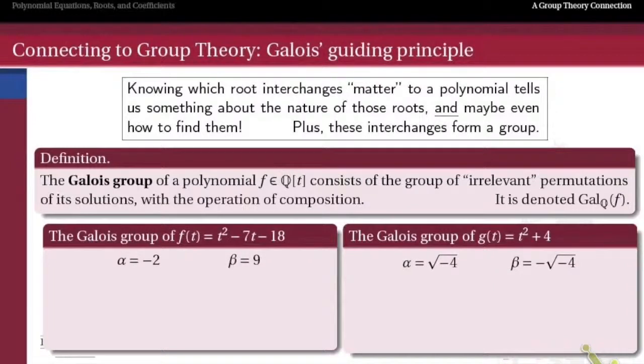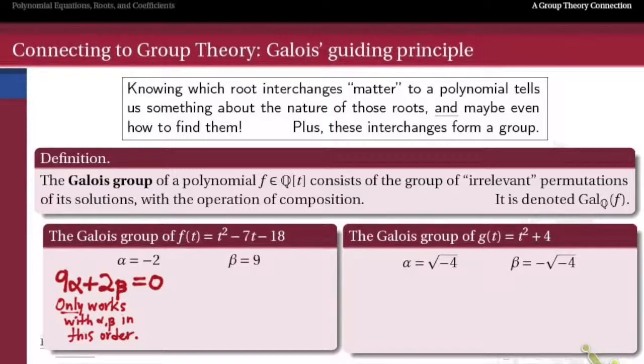So let's illustrate this with our concrete examples again, looking back at the polynomials that we saw in the previous video. So t squared minus 7t minus 18 on the left, t squared plus 4 on the right, and we can see their roots right here. So looking at the polynomial on the left, negative 2 and positive 9. We saw in the previous video that there is a relatively simple, in fact first degree, polynomial equation over the integers, 9 alpha plus 2 beta equals 0, which is satisfied by alpha and beta in this order, but only in this order.